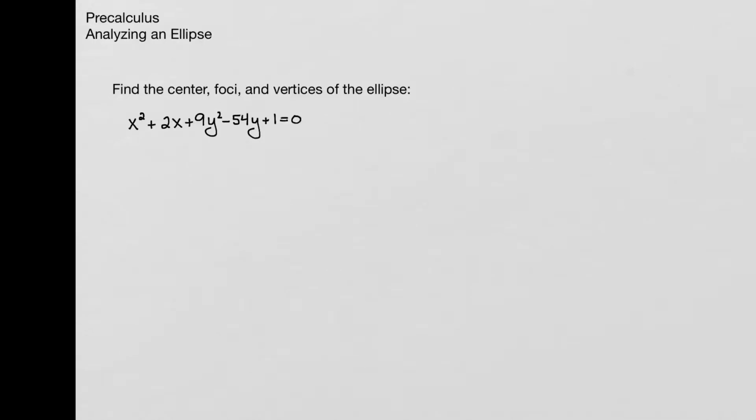Problem: I need to find the center, foci, and vertices of the ellipse x squared plus 2x plus 9y squared minus 54y plus 1 equals 0. In order to do this, I need to put my ellipse in standard form.